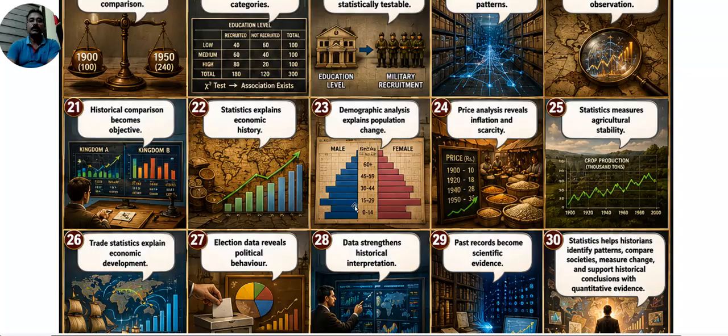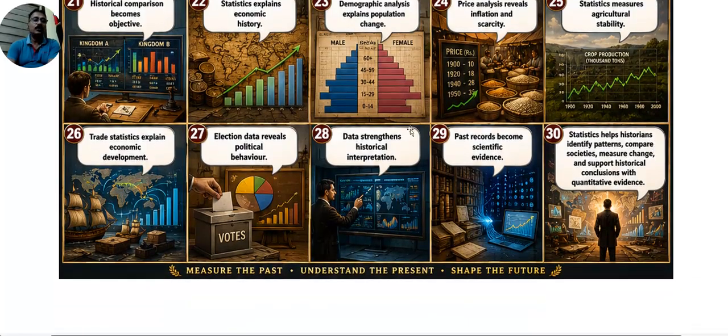So this will also help us to explain the pattern of demographic analysis, how the population changes. Price analysis reveals inflation and scarcity. The price analysis, price index, change in price analysis can help us reveal the inflation and scarcity for that time period. Statistics measures agricultural stability, the crop production stability, as I already told.